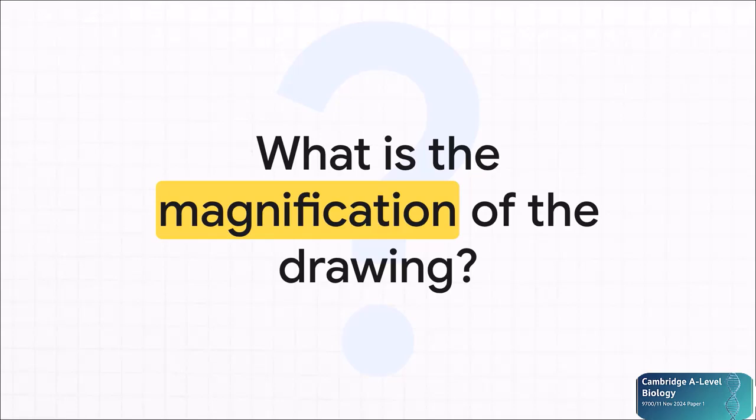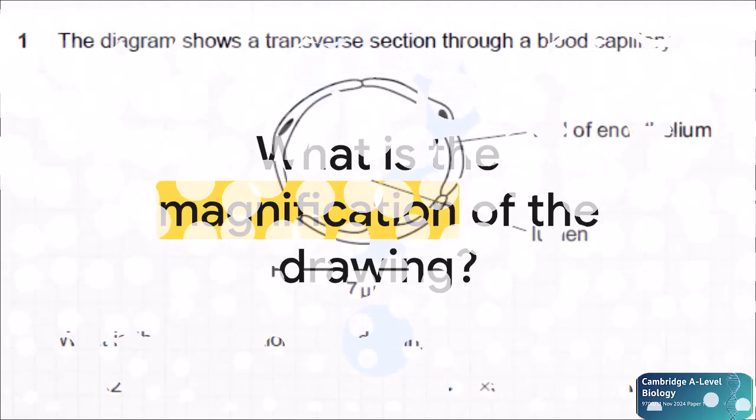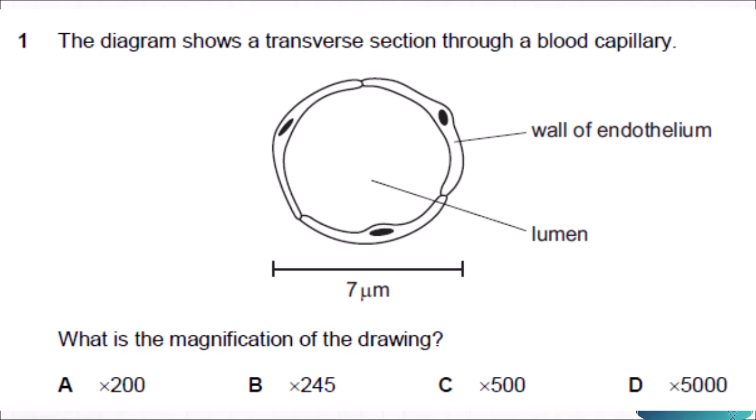Okay, let's dive right into question 1. This is a classic magnification problem. We've got a diagram of a blood capillary, and they've given us a key piece of information. The actual size is 7 micrometers. Our job? Find the magnification. First things first, you've got to grab a ruler and measure the image. On this paper, the diameter of that lumen measures exactly 35 millimeters.